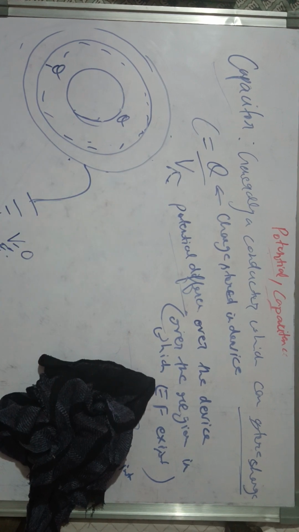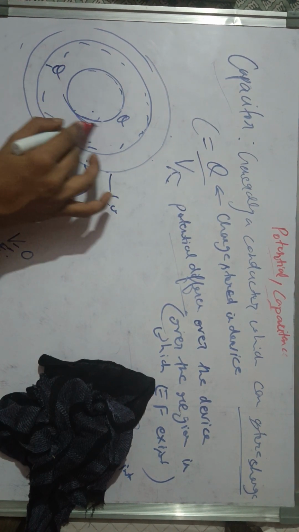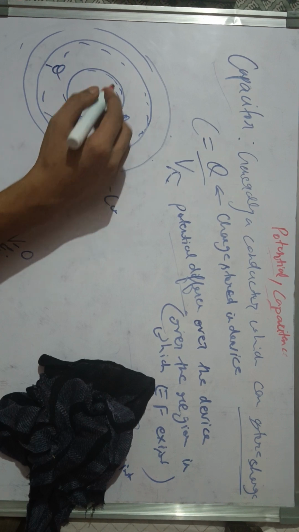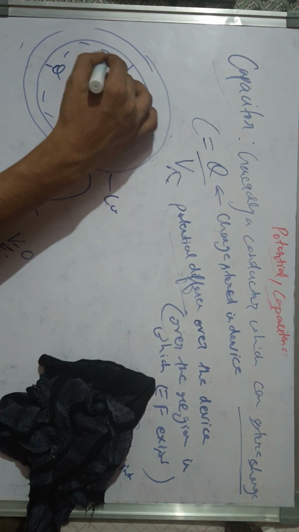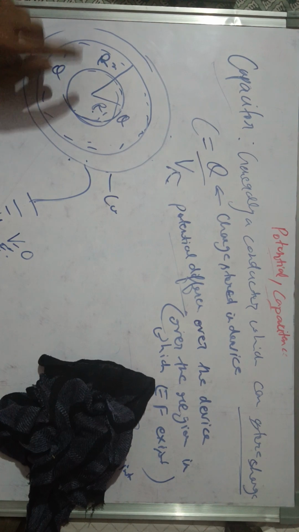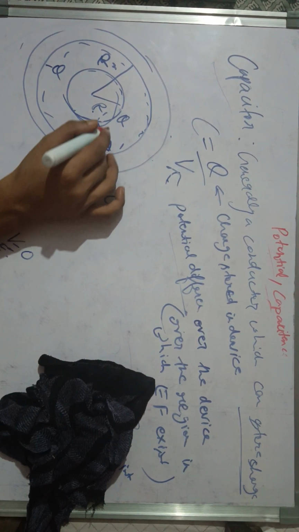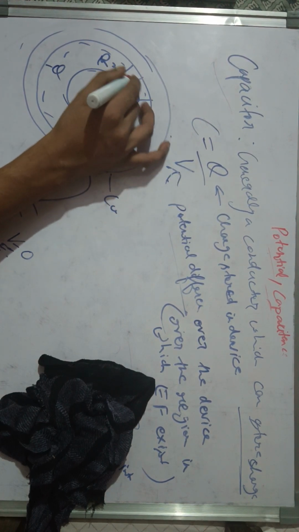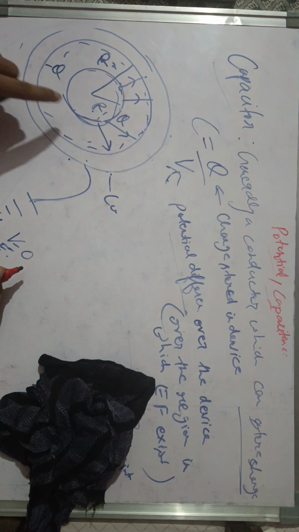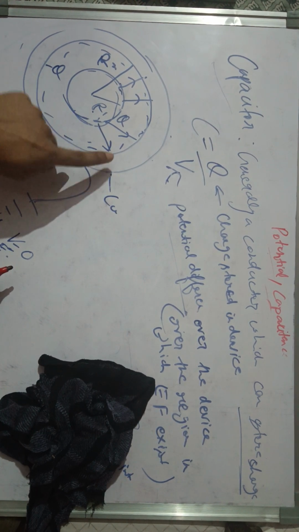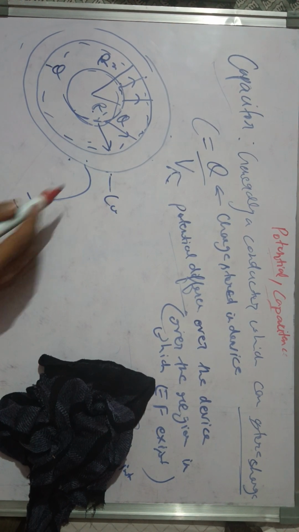So now in such a system where this outer surface is grounded, this is a conductor, this is also a conductor, all charge is at the surface. Let's say this is r1 radius and this is r2 radius. Then in this case the electric field will go outward like this, from positive to negative. The electric field starts from this point and ends at this point.